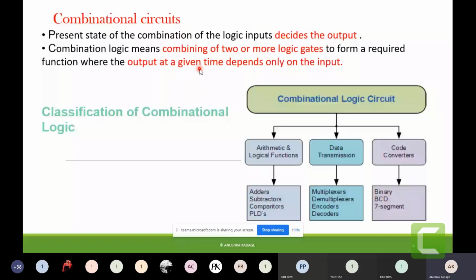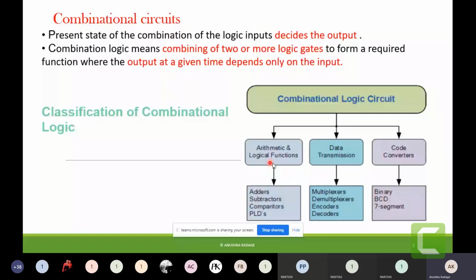Now, this is the definition of a combinational logic circuit. But combinational logic circuits are broadly classified under these 3 categories. One category is arithmetic and logic function performing combinational circuits. Another category is data transmission based logic circuits. And the third one is code converter based logic circuits. So in this chapter of combinational circuits, we have to see all these 3 types of combinational circuit.